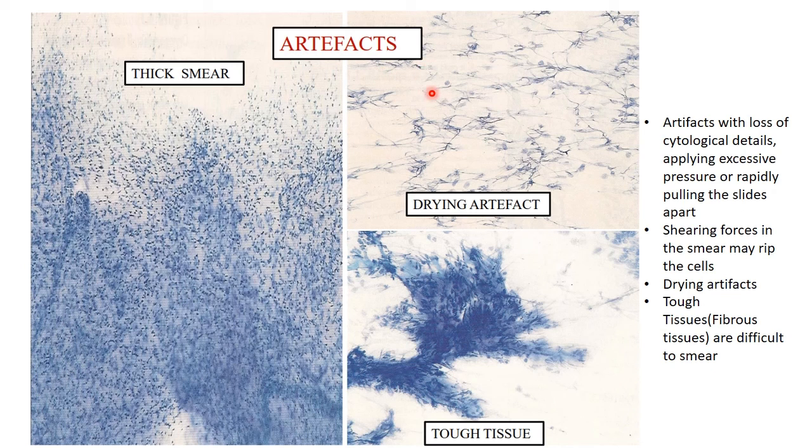What about the artifacts noted in the squash smear? Artifacts like loss of cytological details may be seen if you apply extra pressure to the slides while pulling. That is the shearing artifact. In addition, there may be some degree of a drying artifact, and when the tissue is quite tough, like a fibroblastic meningioma or a schwannoma for that matter, they are difficult to spread. So the tough tissues usually show this sort of an artifact.